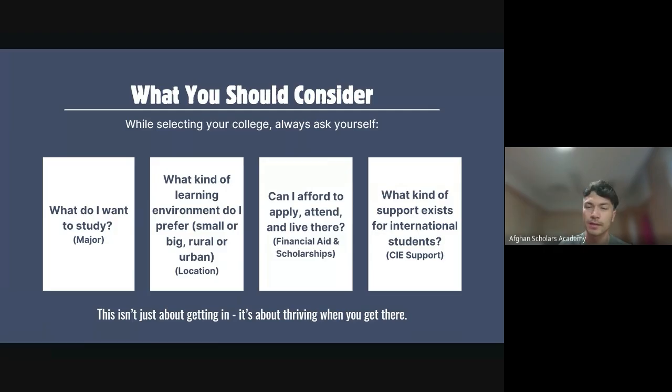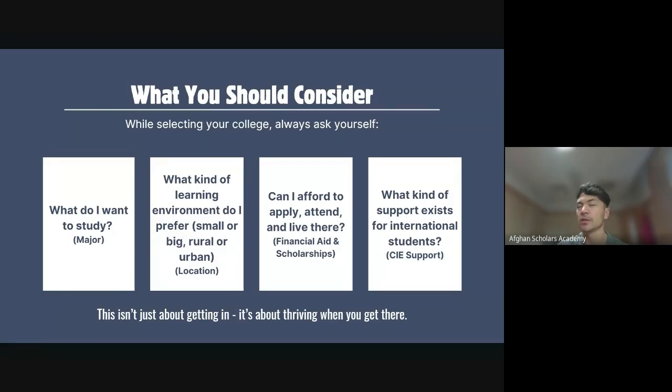You should look at the major. You should look at the minor. For example, here we don't have a psychology minor, so that is a big thing for some people. Let's say some people want to study computer science with a minor in psychology, but they can't do that here. And the second factor is, what kind of learning environment do I prefer, small or big, rural or urban area?